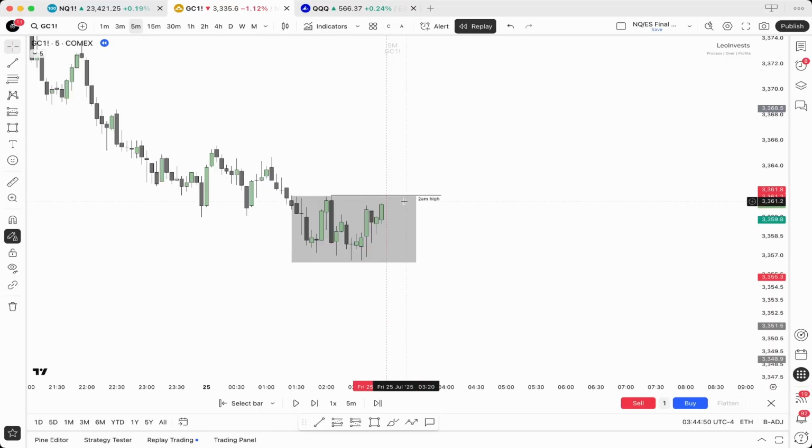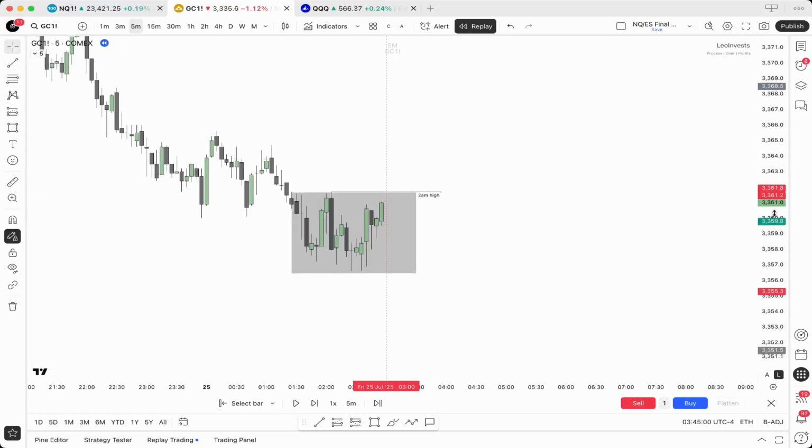candle prior to then looking for some reversal sequence, like a change in state of delivery or a breaker block, so on and so forth. So now let's break it down to see how I actually took this 5-minute entry on gold.